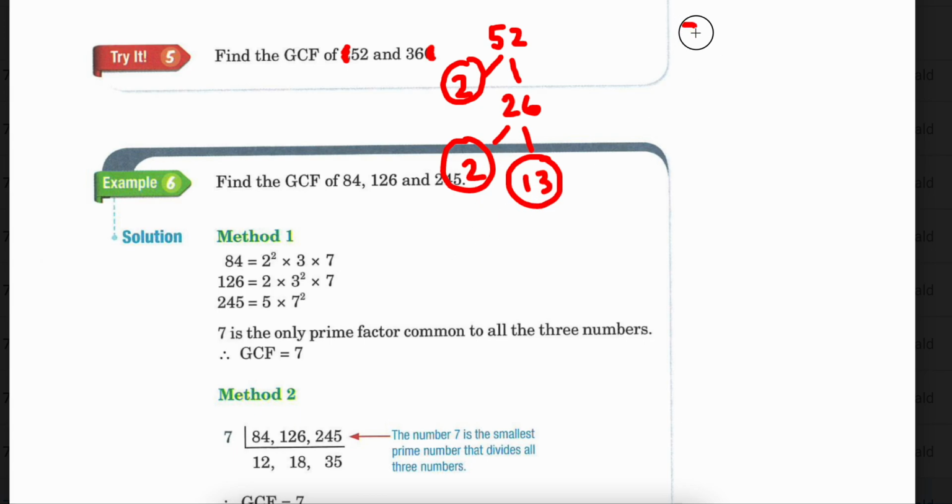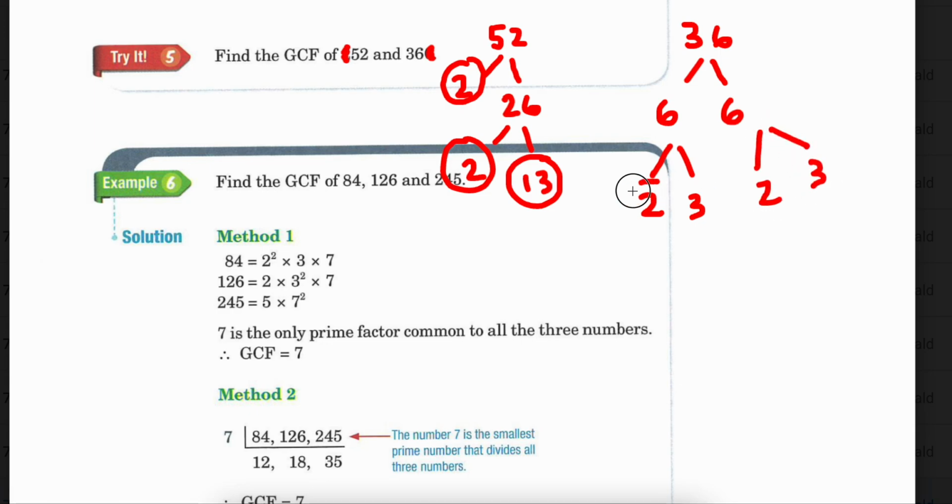Then we move on to 36. I know it can be broken down to 6 and 6. Remember, the bigger numbers you can get to, the better. They're easier. 6 can be broken down into 3 and 2, and this one can be broken down to 3 and 2 as well. 2s and 3s are both prime factors. So that's it. Those are the prime factors. Since we're using prime factorization, we're going to list the numbers that they both have in common, all of the common factors, and multiply them together.